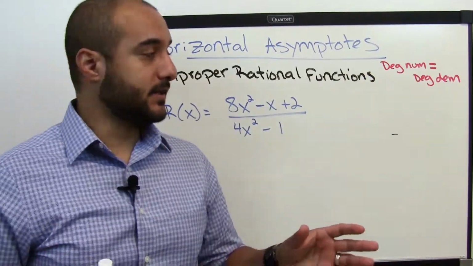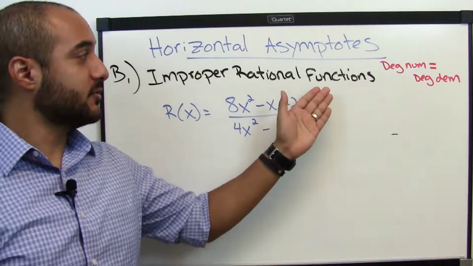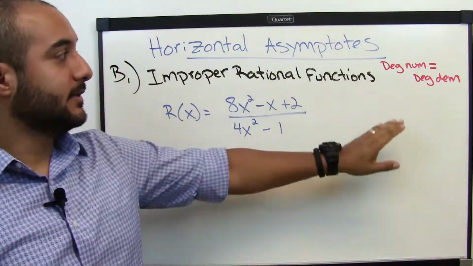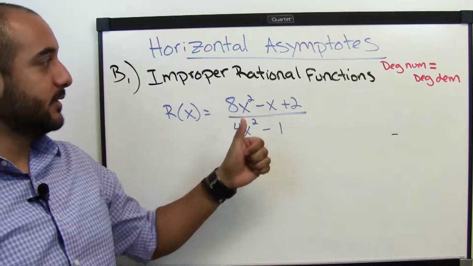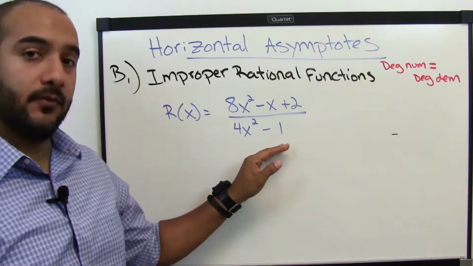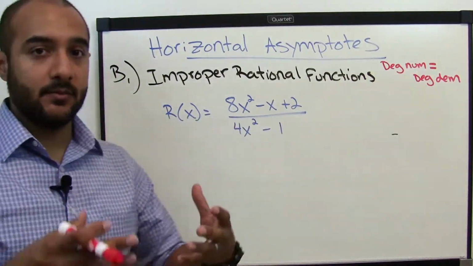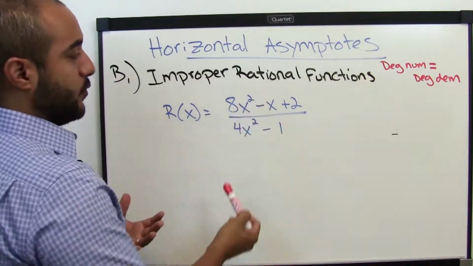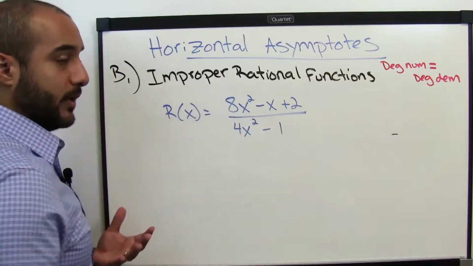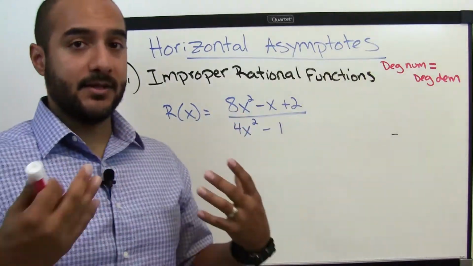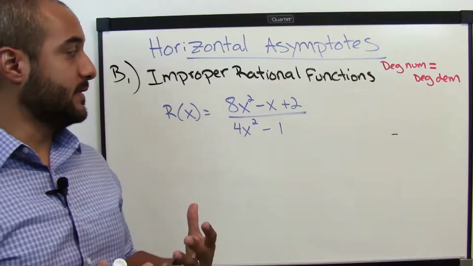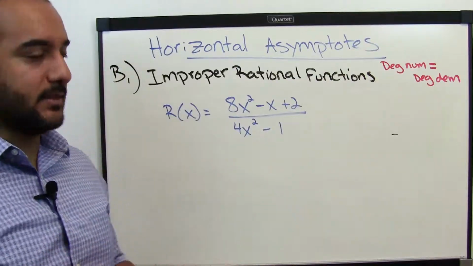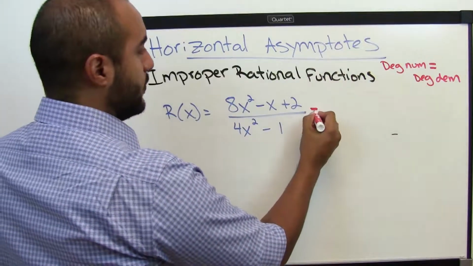All right, now what about this scenario where I have an improper rational function, but the degree of my numerator is the same as the degree for my denominator? So in this case, I'm looking at my leading terms, and I have 8x squared over 4x squared. So those are the terms with the highest degree, the ones that I'm going to look at, as I did before. So look at what happens here.